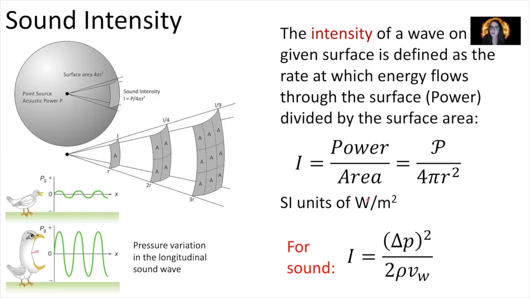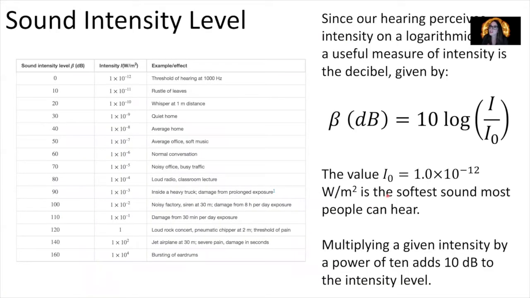So we have a watt divided by a meter squared for the units on intensity. Now, there's another way we can talk about intensity, and that's by thinking about what we call the sound intensity level, given in units that we call decibels. Now, our human ears perceive intensity on a logarithmic scale. Logarithmic scales are scales that are proportional to powers of 10. A useful measure for intensity then is given by what we call the decibel.